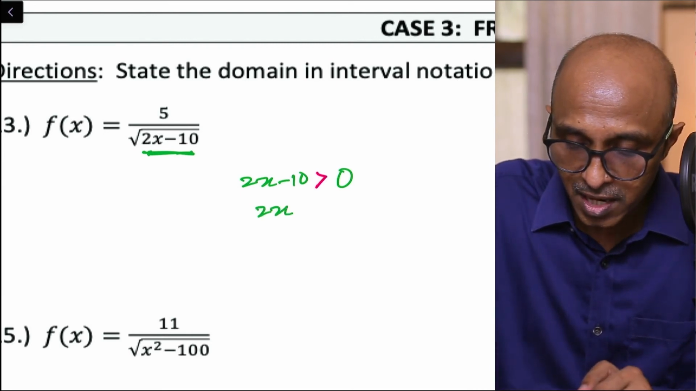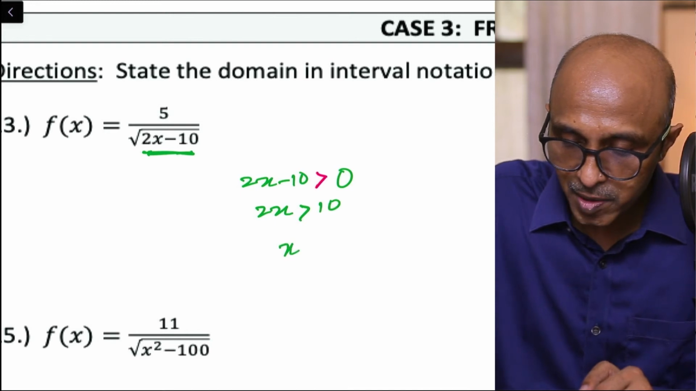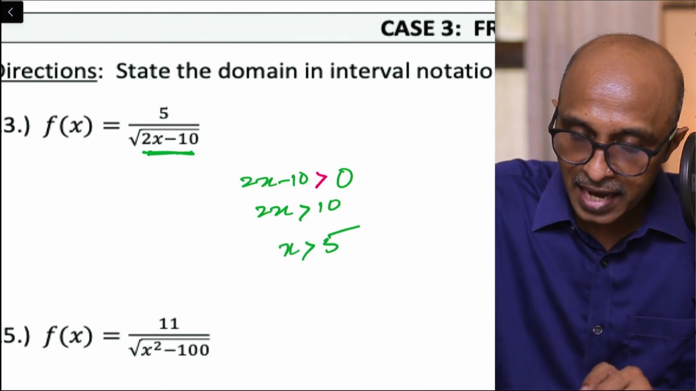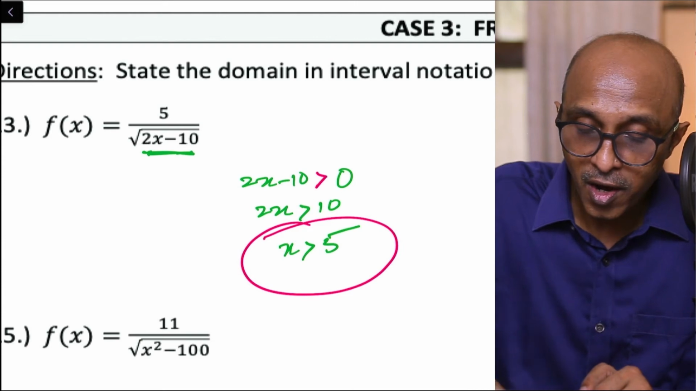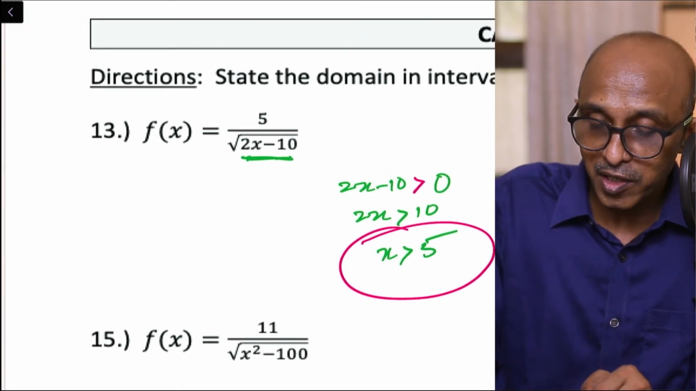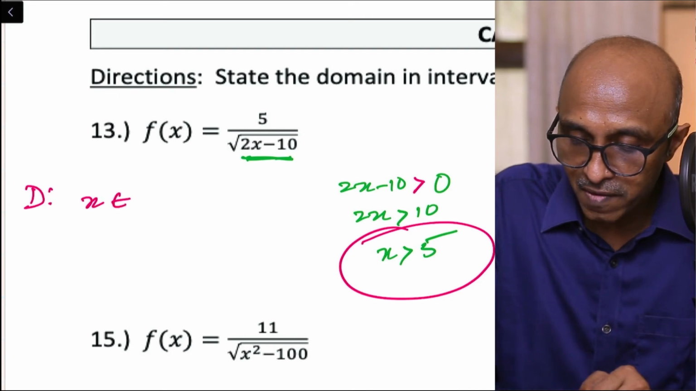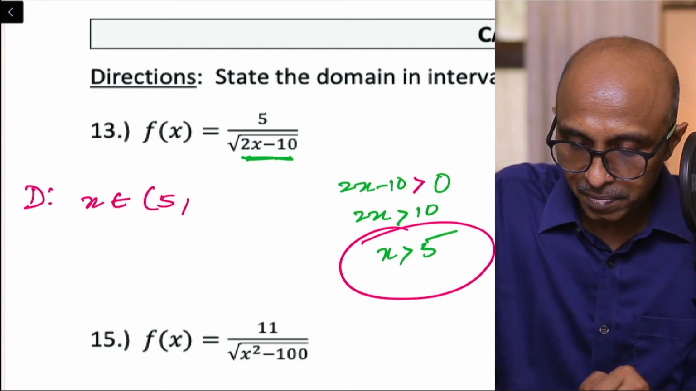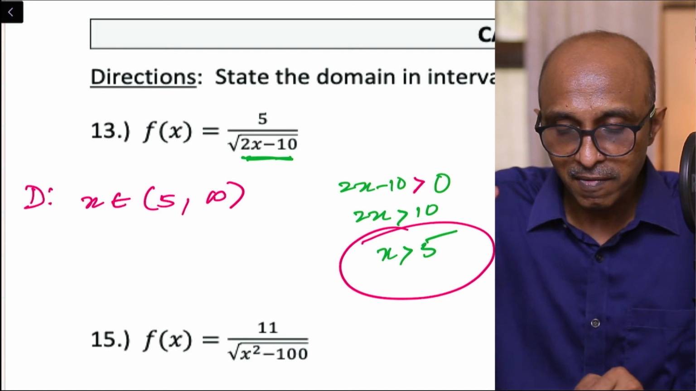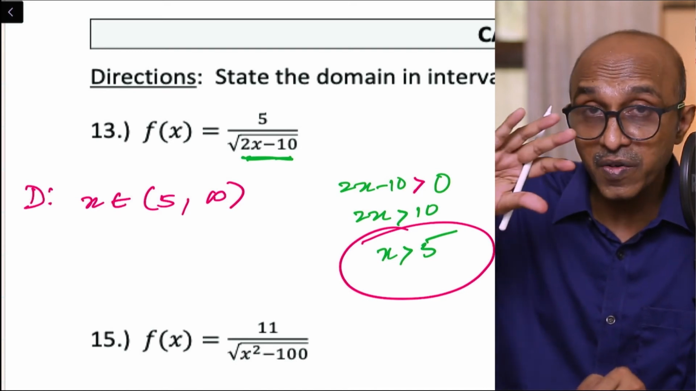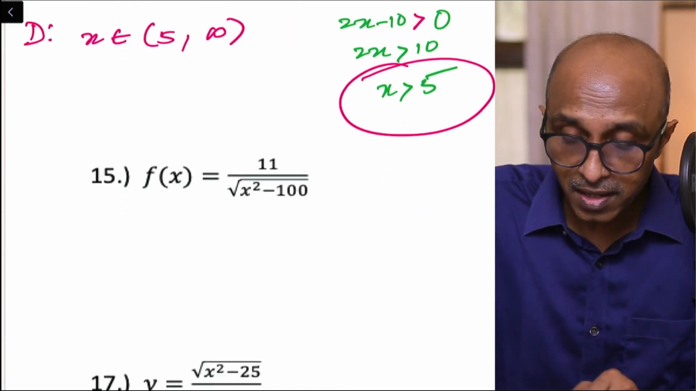So you get 2x must be greater than 10, or x must be greater than 5. And that is the restriction for the domain for this function. That means you can write the domain as x belongs to (5, infinity), which means 5 is not included, but everything greater than 5 is included. Let's take a look at the other example.